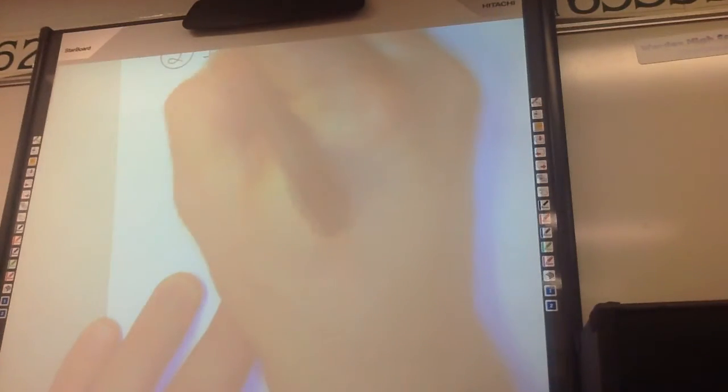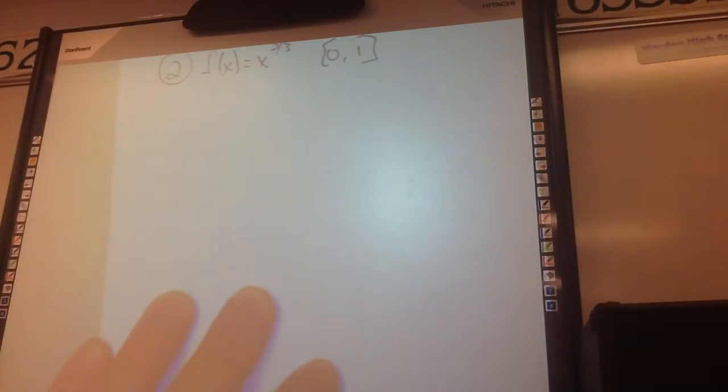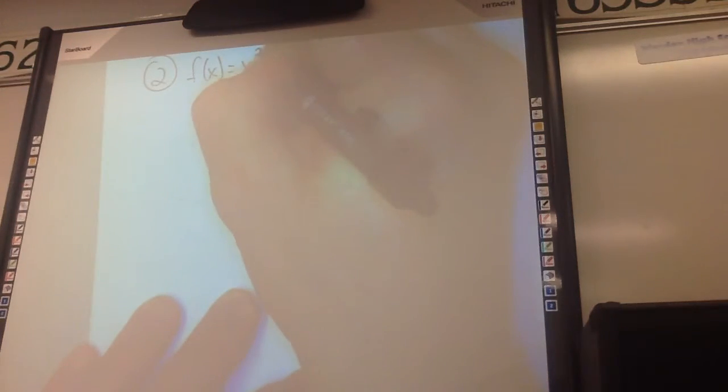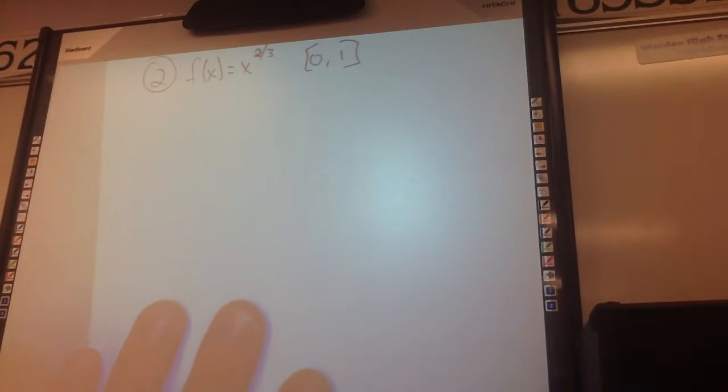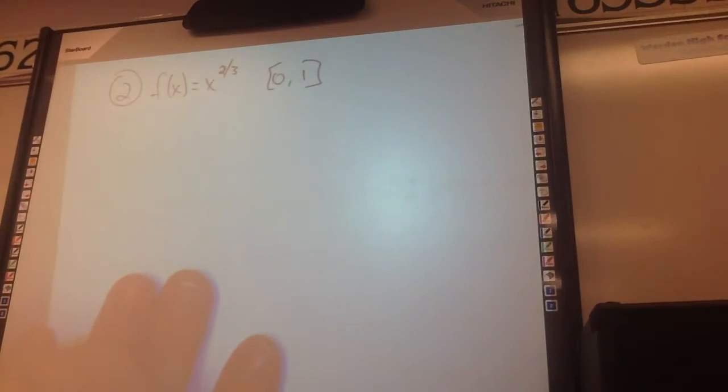It's x to the 2/3 with an interval of 0 to 1. Directions say to state whether or not the function satisfies the hypotheses of the mean value theorem on the given interval. Is that continuous and differentiable? Yes. You told us all of them except for one, and then you told us there was the one that wasn't. So not thinking that way, how do you know if that's continuous or not?